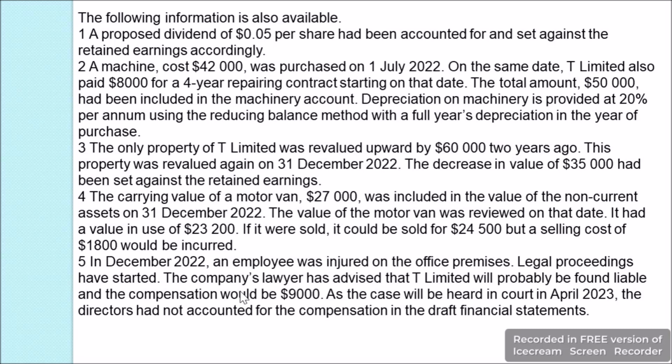The legal proceedings have started. The company's lawyer has advised that T Limited will probably be found liable and the compensation would be $9,000. As the case will be heard in court in April 2023, the directors had not accounted for the compensation in the draft financial statement.